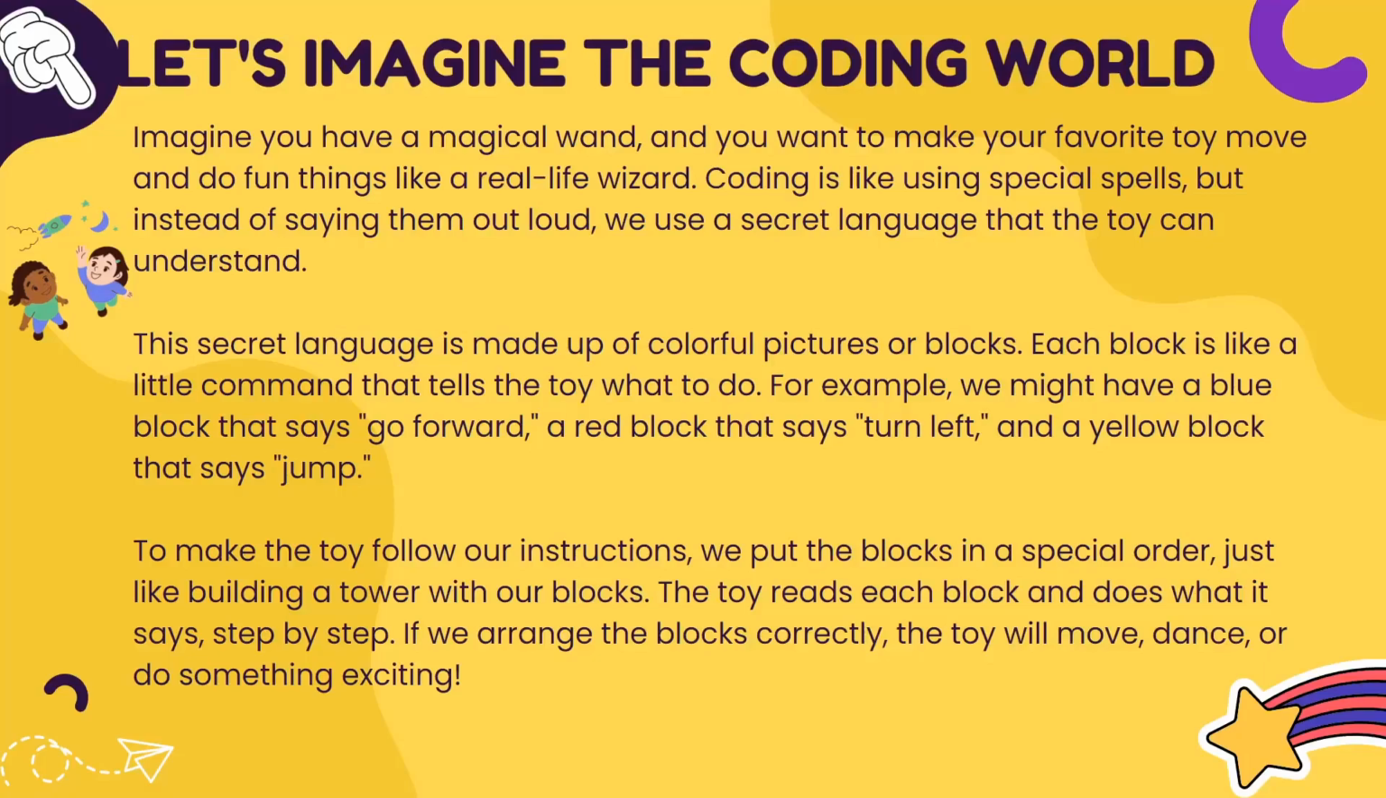Now what is this secret language? It is a coding language where we have different blocks, like we are saying go forward, we are saying turn left, turn right, we say jump. So you take that block instead of giving instruction. Okay? To make the toy follow our instructions, we put the blocks in a special order, just like building a tower with our blocks. Now it's very important when you're coding to put all the codes in a correct sequence, because the sequence is going to make the program work correctly.